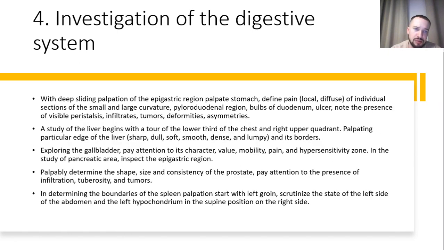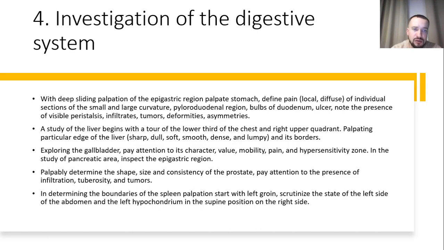With deep sliding palpation of the epigastric region, palpate the stomach, define pain of individual sections of the small and large curvature, pylorus, duodenal region, bulb of the duodenum, ulcer, note the presence of visible peristalsis, infiltrate, tumors, deformities, asymmetries.